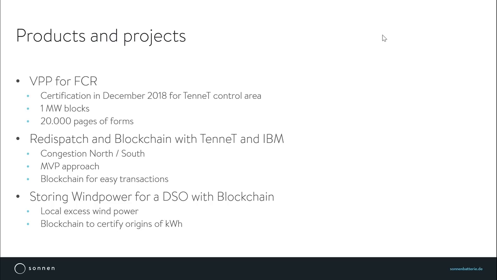And the last thing, what we just kicked off is with a DSO, actually also to test a blockchain solution. We work with a DSO in Eastern Germany, which has too much local wind power, and he has to curtail wind power quite a lot. Because it will take a few more years until all new power lines will be built to transport that wind power to Western and Southern Germany.